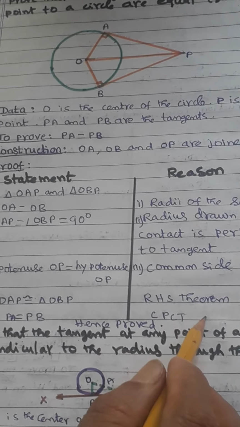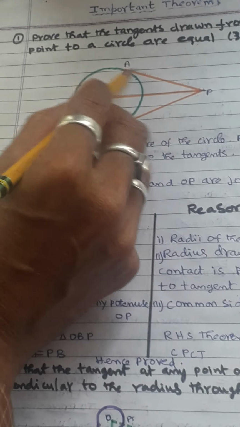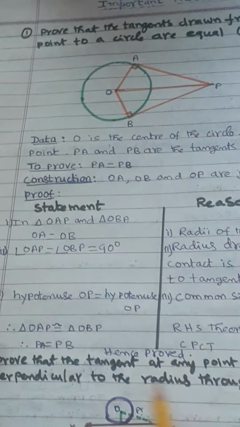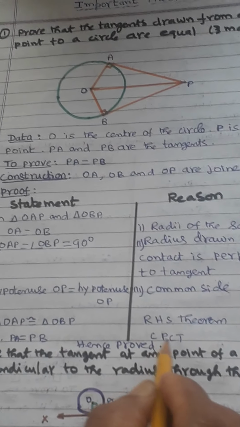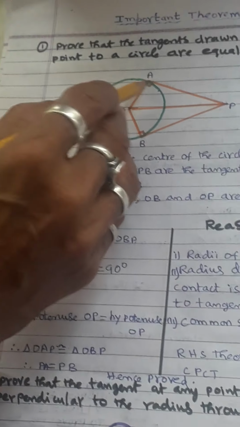Once that is established, we know that OA is equal to OB, and AP is equal to PB. Why? Because they are corresponding parts of congruent triangles. So hence this theorem is proved. They asked us to prove that the tangents are equal.